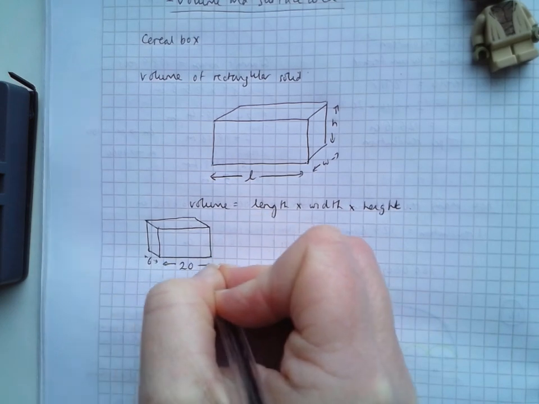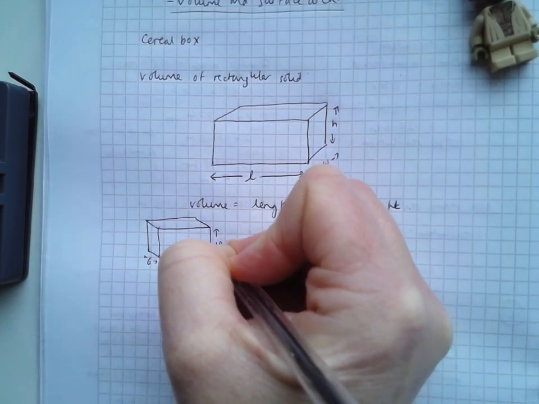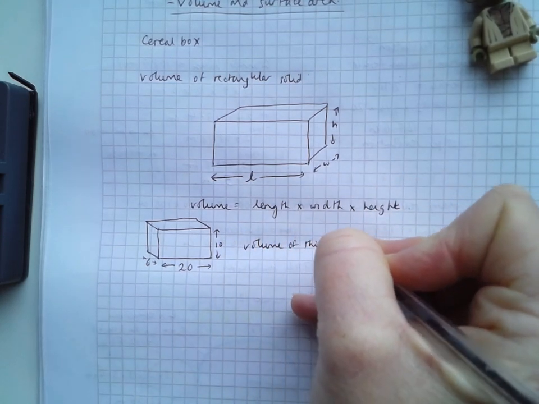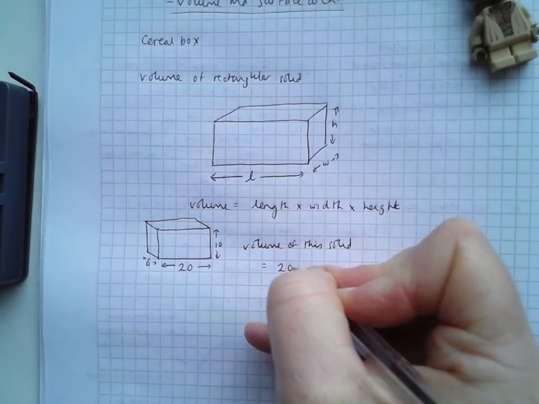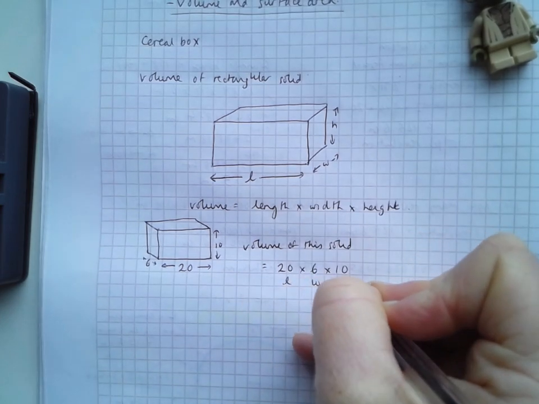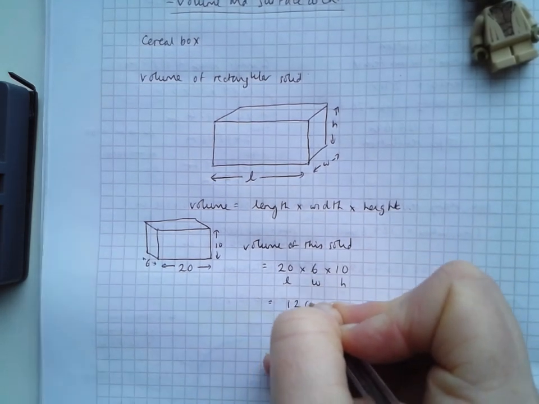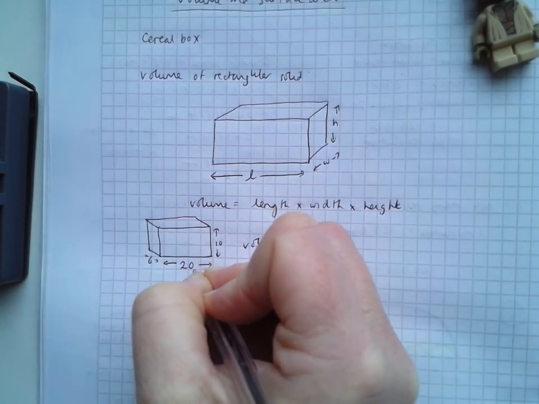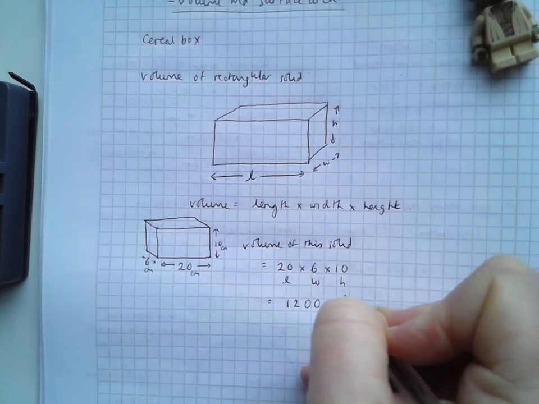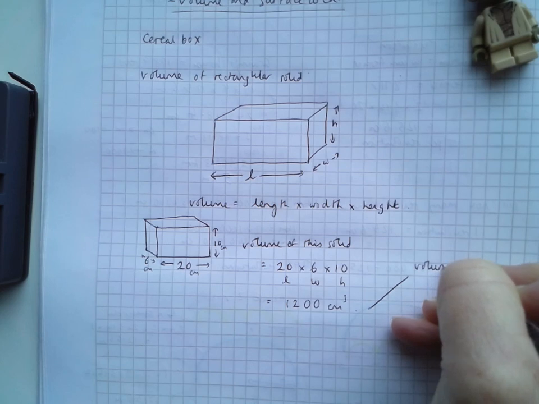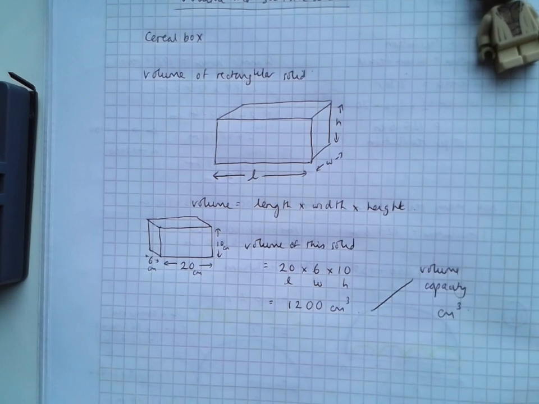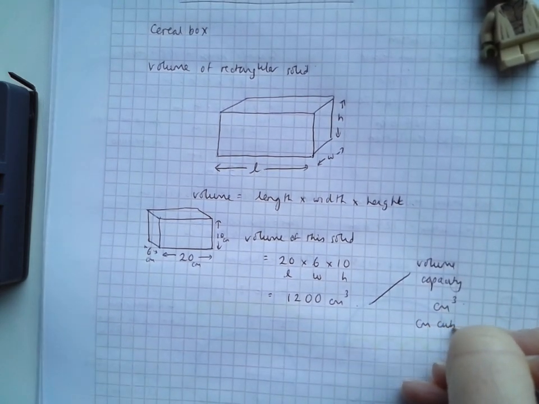and this was 10, the volume of this solid would be length, which is 20, by 6, which is width, by height, which is 10. Length by width by height, which is 1200, whatever. So let's better give them some units, centimeters. So 1200 centimeters cubed. So remember, for volume or capacity, you're talking about centimeters cubed. Okay, so that's the volume.